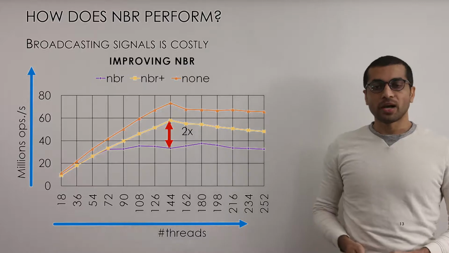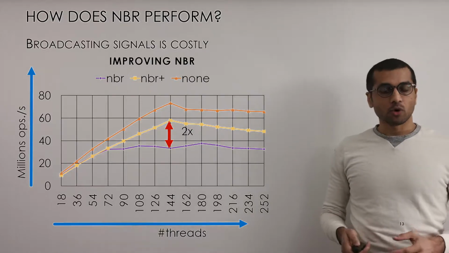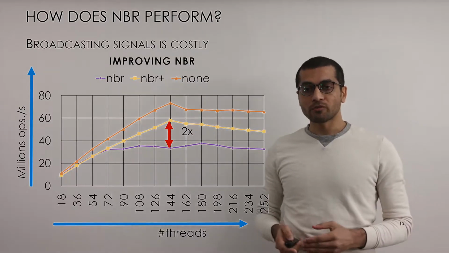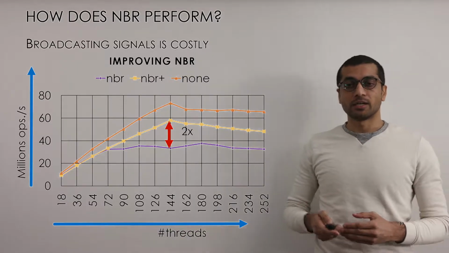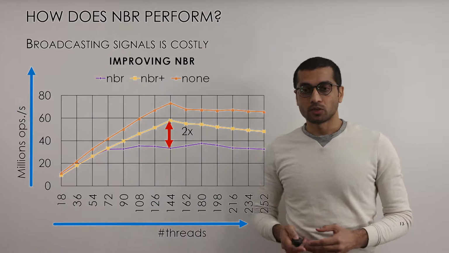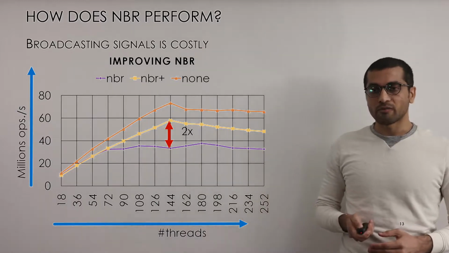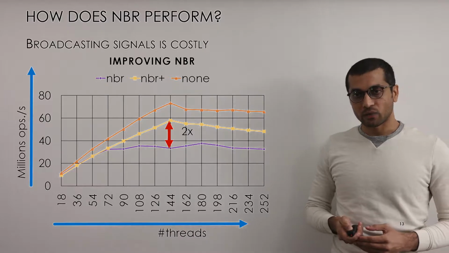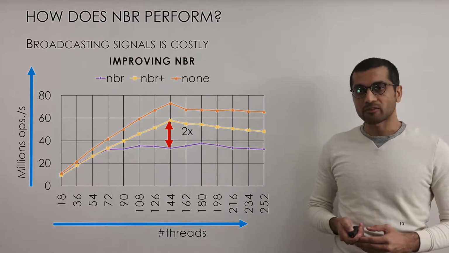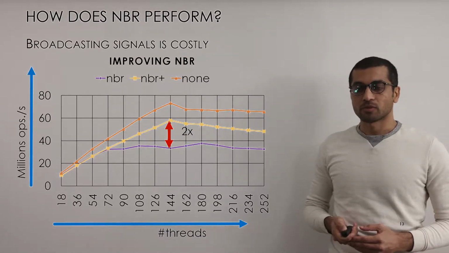So let's see how NBR performs. Well, it turns out for a small machine with a low number of threads, NBR scales really well, but for a large number of threads, it doesn't scale that well. In this plot, which is generated on a 144 thread machine with 4 sockets, NBR actually scales well up to 72 threads, but after that, its performance plateaus.